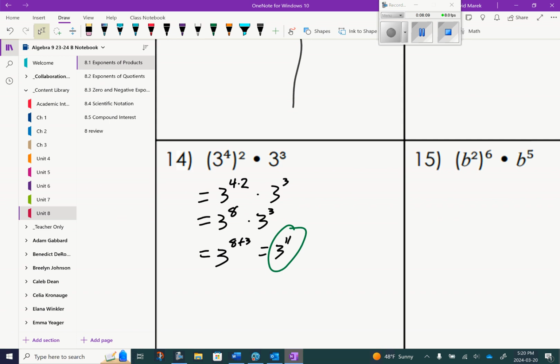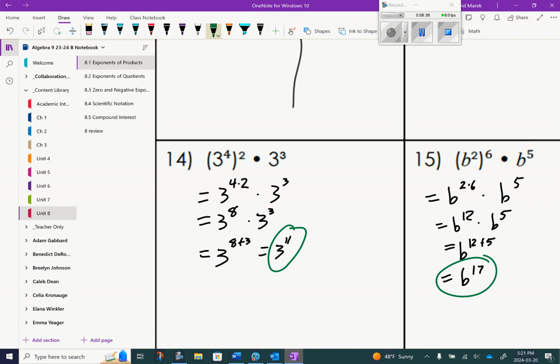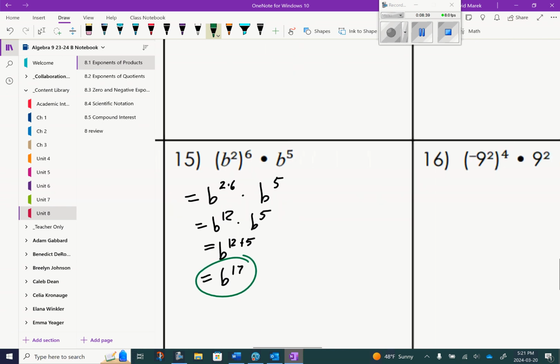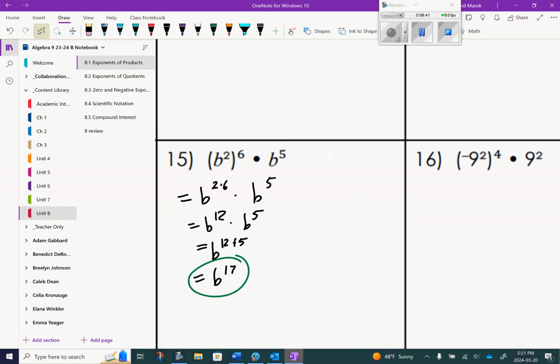15, very similar to 14, but we're using variables. So this is b to the 2 times 6 times b to the 5th. Do this product. 2 times 6 is 12. And then our product rule here, add the exponents. This is b to the 17th. And last, number 16. Okay, kind of similar to before.